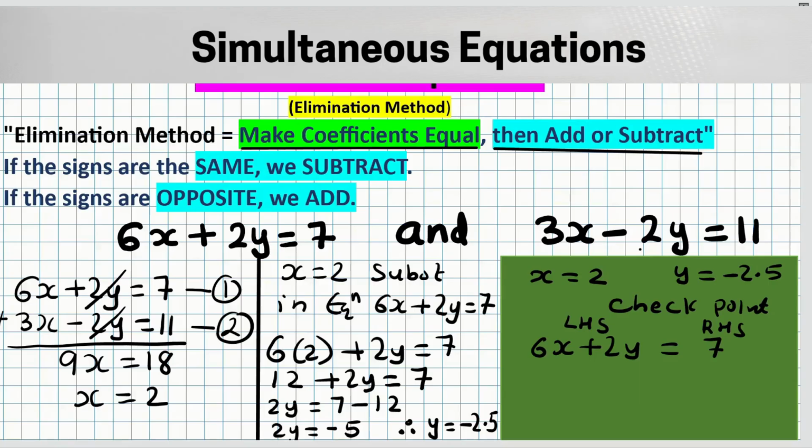Since for RHS nothing is there to solve, we are going to solve left hand side. And if our answer is correct, on solving left hand side, we should get answer 7. Let's see. So 6 into the value of x, which is 2, plus 2 into minus 2.5. 6 twos are 12 minus 5, that is 7. So we have verified our answer.